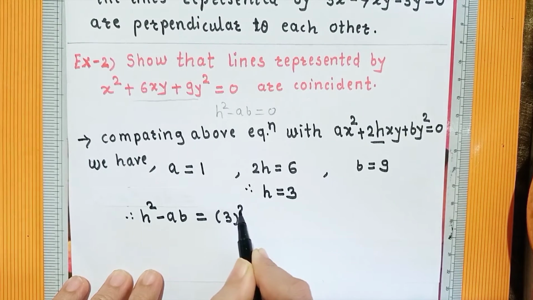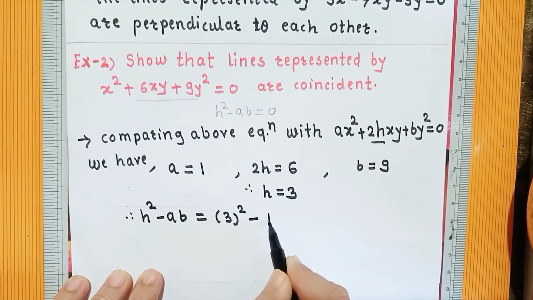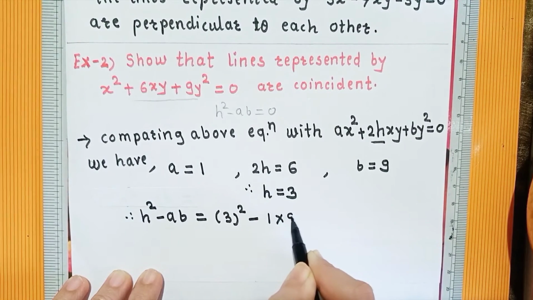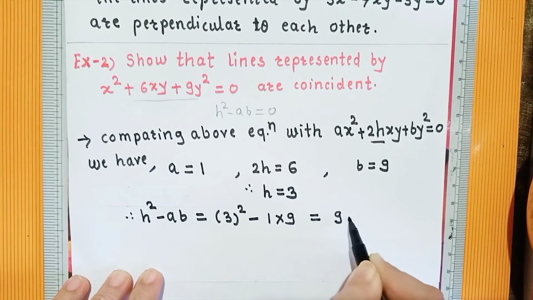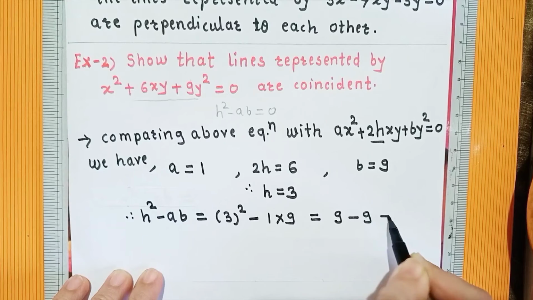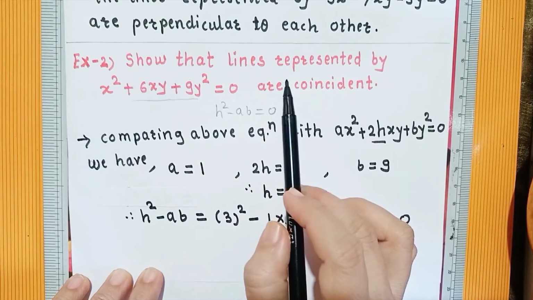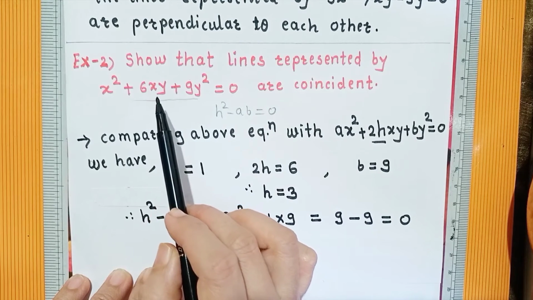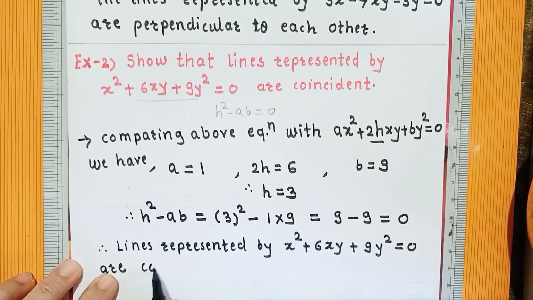So here we will write 3 square minus a into b. Therefore 1 multiplied by b is 9, and so again this is equal to 3 square is 9, 9 ones are 9, and this is equal to 0. Therefore we can say that lines represented by this equation are coincident.